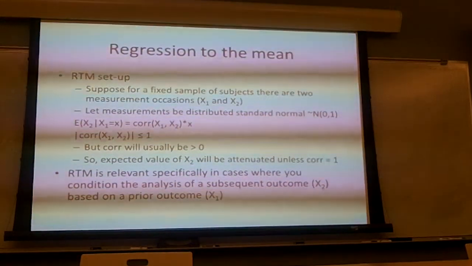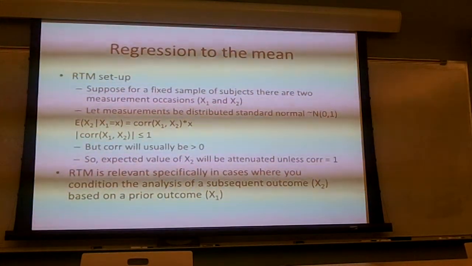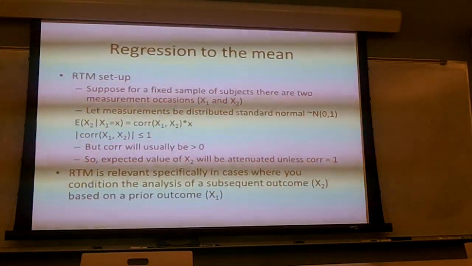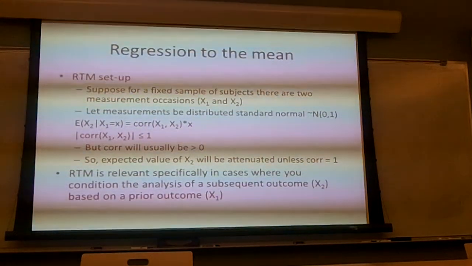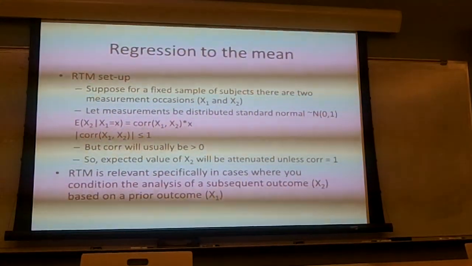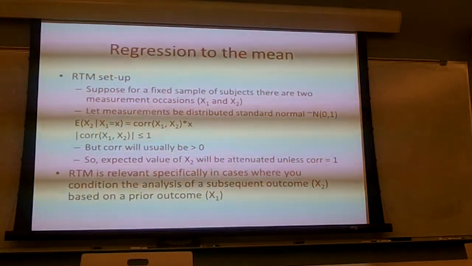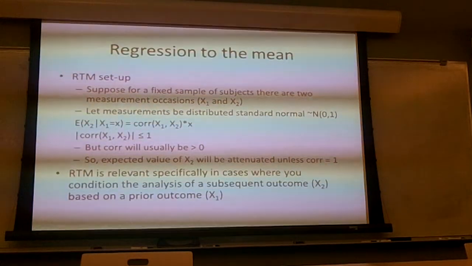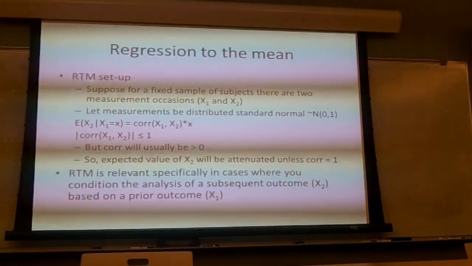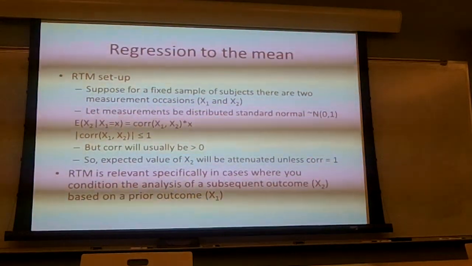Correlation ranges between -1 and +1, but unless that correlation is exactly 1, the expected value of the second test score is going to be attenuated, that is closer to the mean, or in this case, since it was standard normal, closer to 0. If it started off too low, it's going to be closer, attenuated towards the mean. If it's above 0, it's going to be brought down closer towards the mean, unless you have a correlation of exactly 1. What does a correlation of exactly 1 mean?